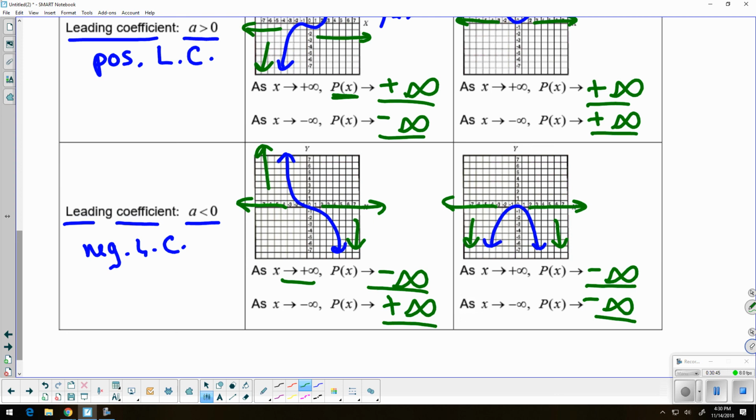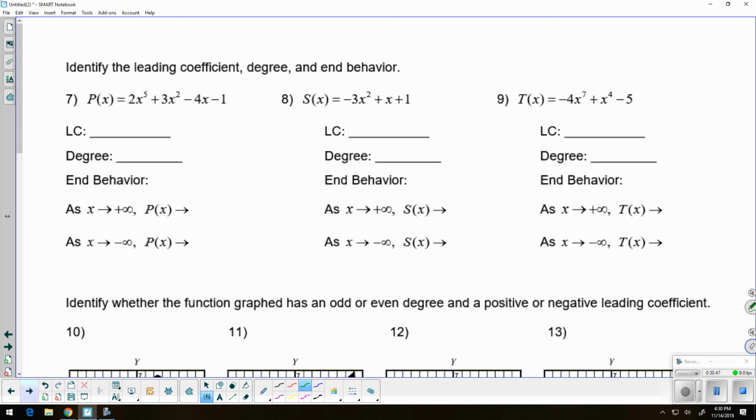All right, so let's put this all together here. So number 7. Leading coefficient is positive, positive 2. The degree, it's odd, so it's 5. So now label the end behavior without a graph.